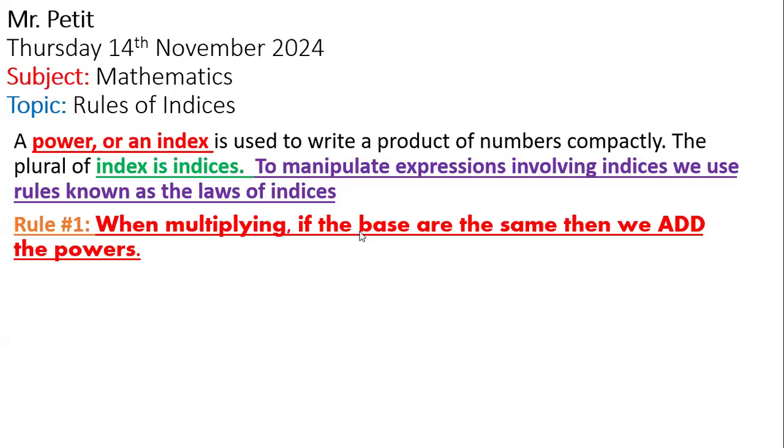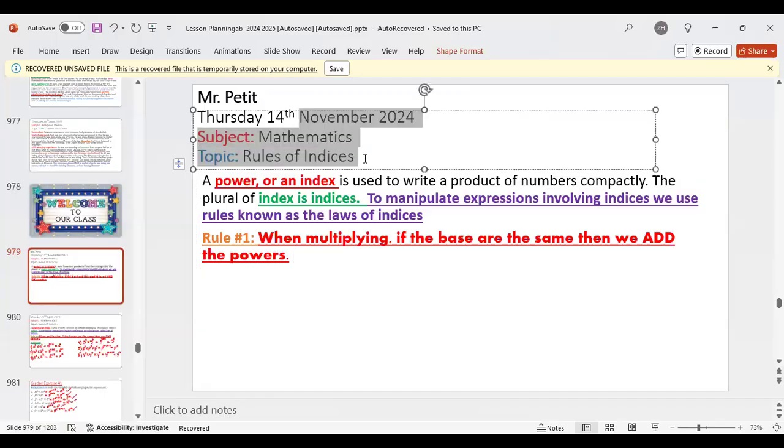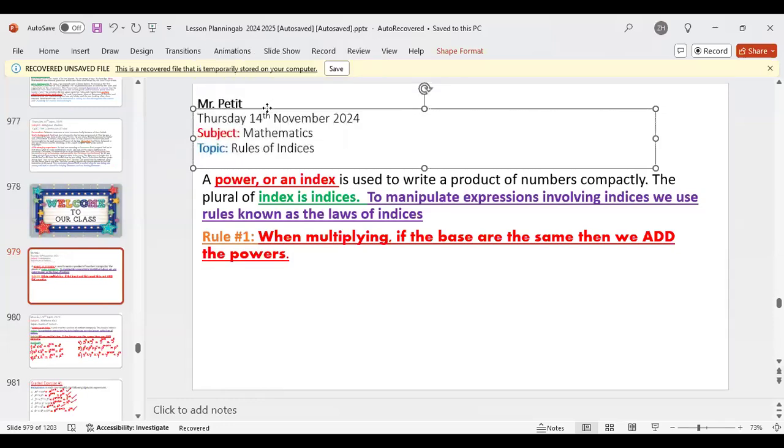Very good. So, class, if the bases are the same, what do we do with the powers? We add them. That's the first rule. If the bases are the same, then we add the powers. So let's do an example of this. Let's do several examples.